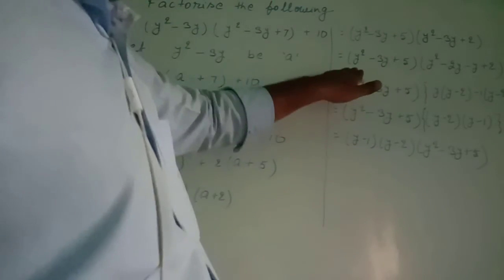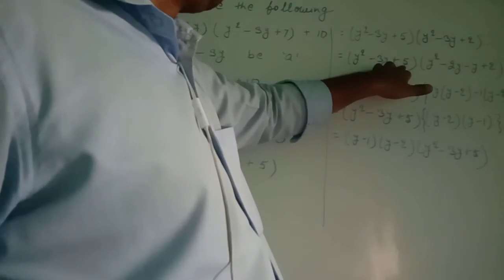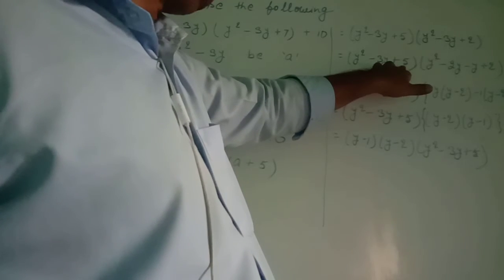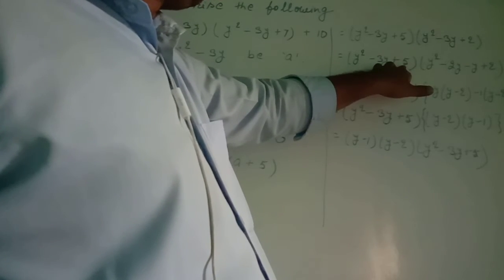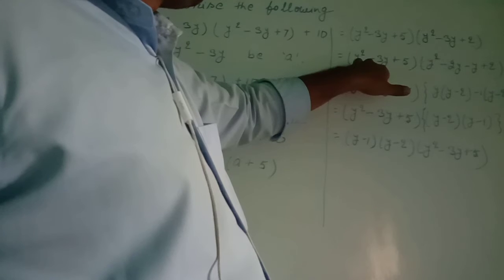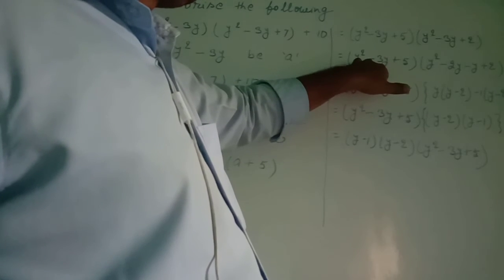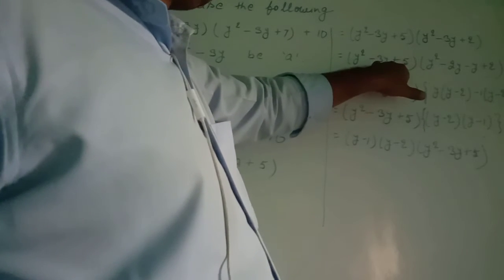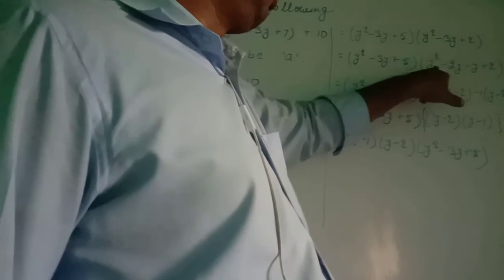Factorization of this is not possible, because we can't split these two terms, as the product of the coefficients of those two terms should be equal to 5, but we can't split this. But factorization of this equation is possible by splitting the middle term. I wrote y square minus 2y minus y, so this became minus 3y.